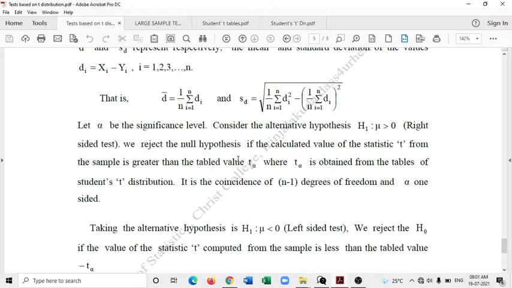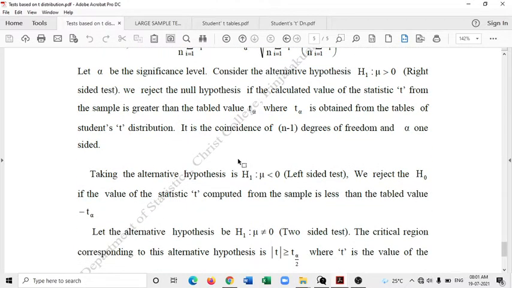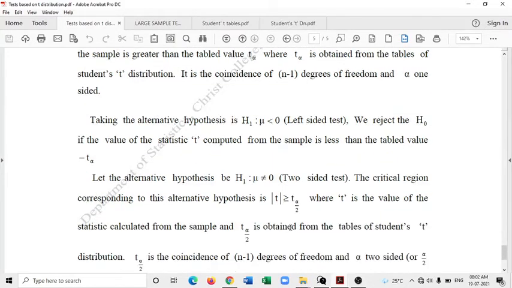Now, if the test is two-sided, then we have H1: mu d not equal to 0, and then the critical region is modulus t greater than or equal to T alpha by 2. That is, t less than or equal to minus T alpha by 2 or greater than or equal to T alpha by 2. T alpha by 2 is from the tables of the t-distribution.